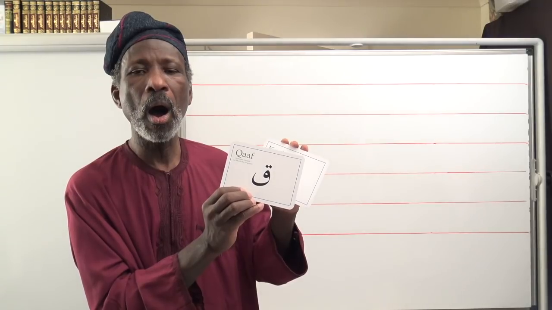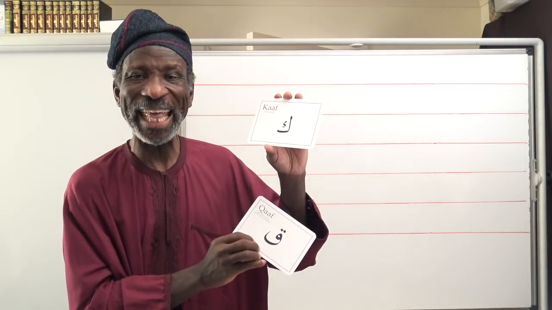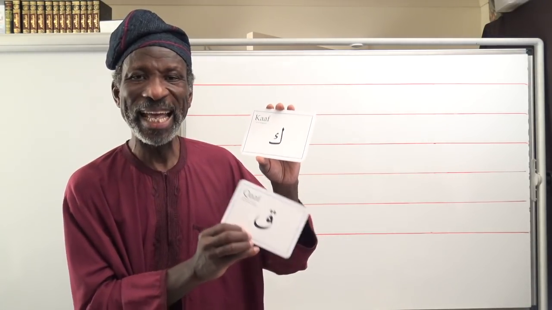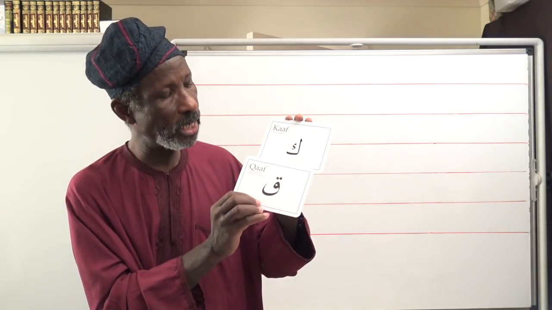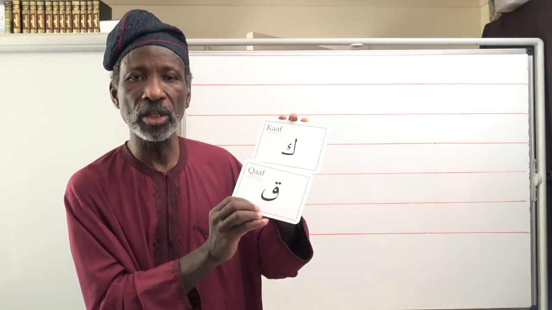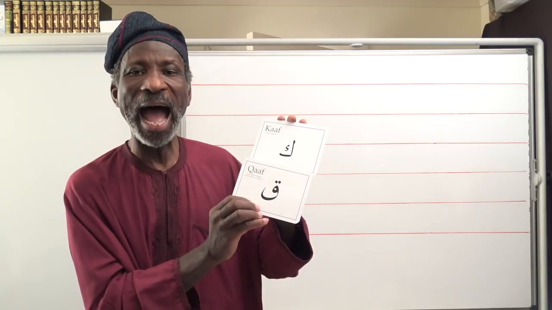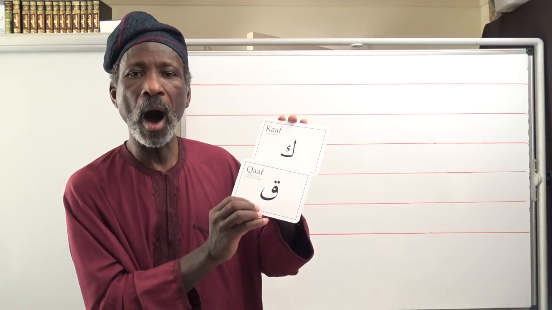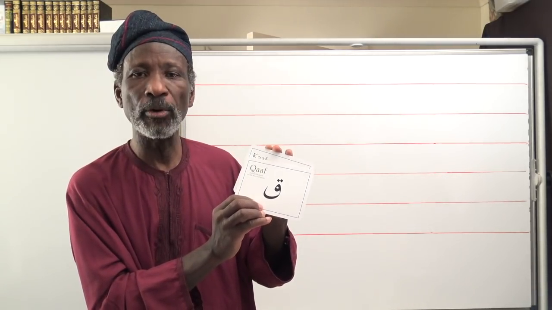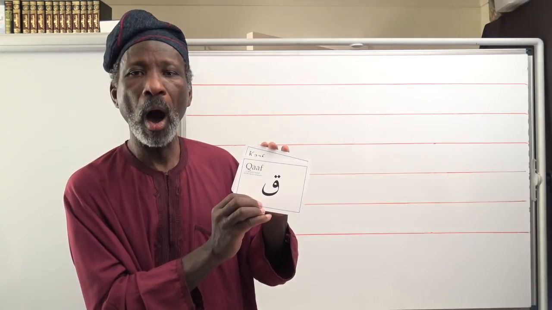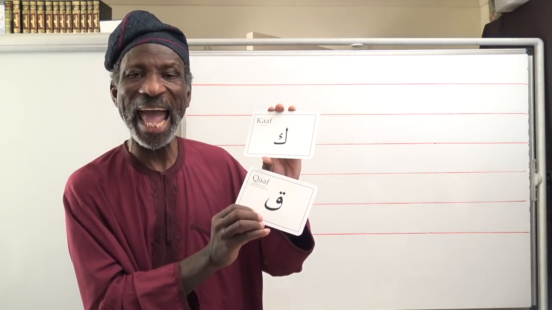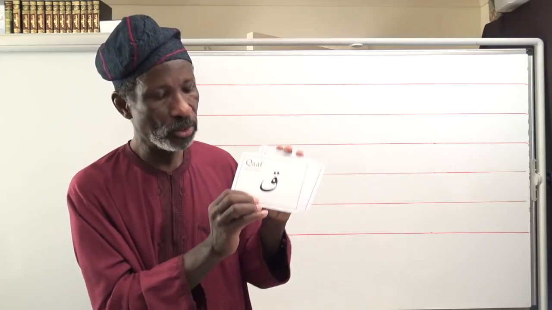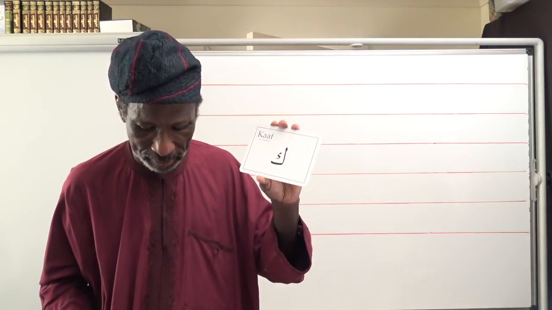Qalbun means heart, but kelbun means dog, so you have to really distinguish in your pronunciation of qaf and kaf. Qalbun, heart; kelbun, dog. So this is qaf, and this is kaf.